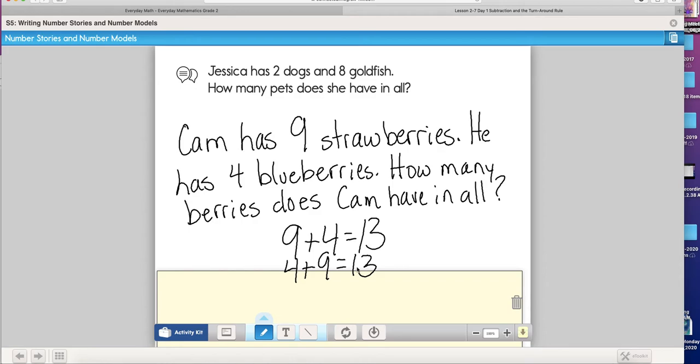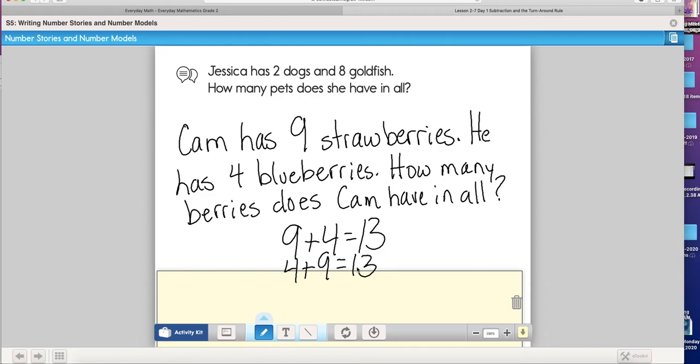Cam has 9 strawberries, 4 blueberries. How many berries does he have in all? We could say 9 plus 4 equals 13. Or we could do the turnaround rule and do 4 plus 9 equals 13. Do you have a question, Tim? No, we can't do that because we have to use the 2 numbers that we have in our number story. We don't want to just come up with other numbers.